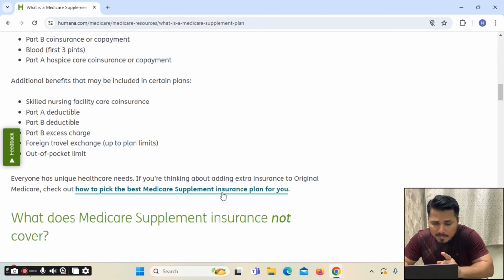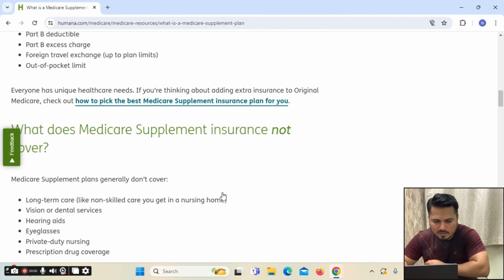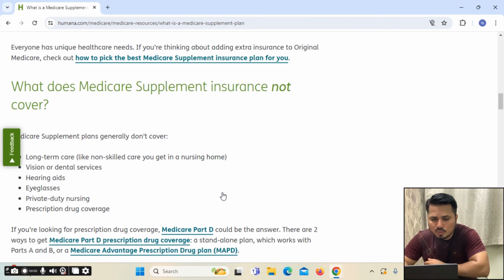Additional benefits that may be included in certain plans are skilled nursing facility care coinsurance, Part A deductible, Part B deductible, Part B excess charge, foreign travel exchange up to plan limits, and out-of-pocket limit. Now, everyone has unique healthcare needs. If you are thinking about adding extra insurance to original Medicare, check out how to pick the best Medicare supplement insurance plan for you.